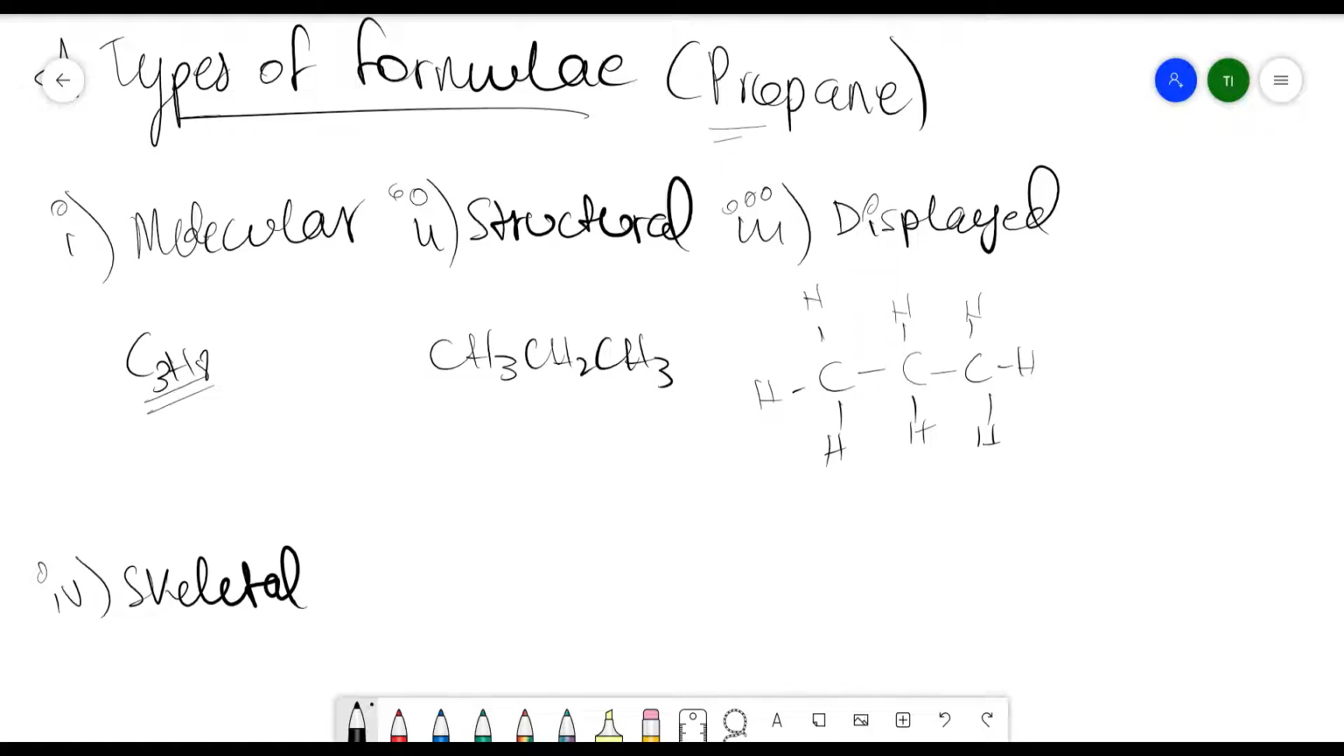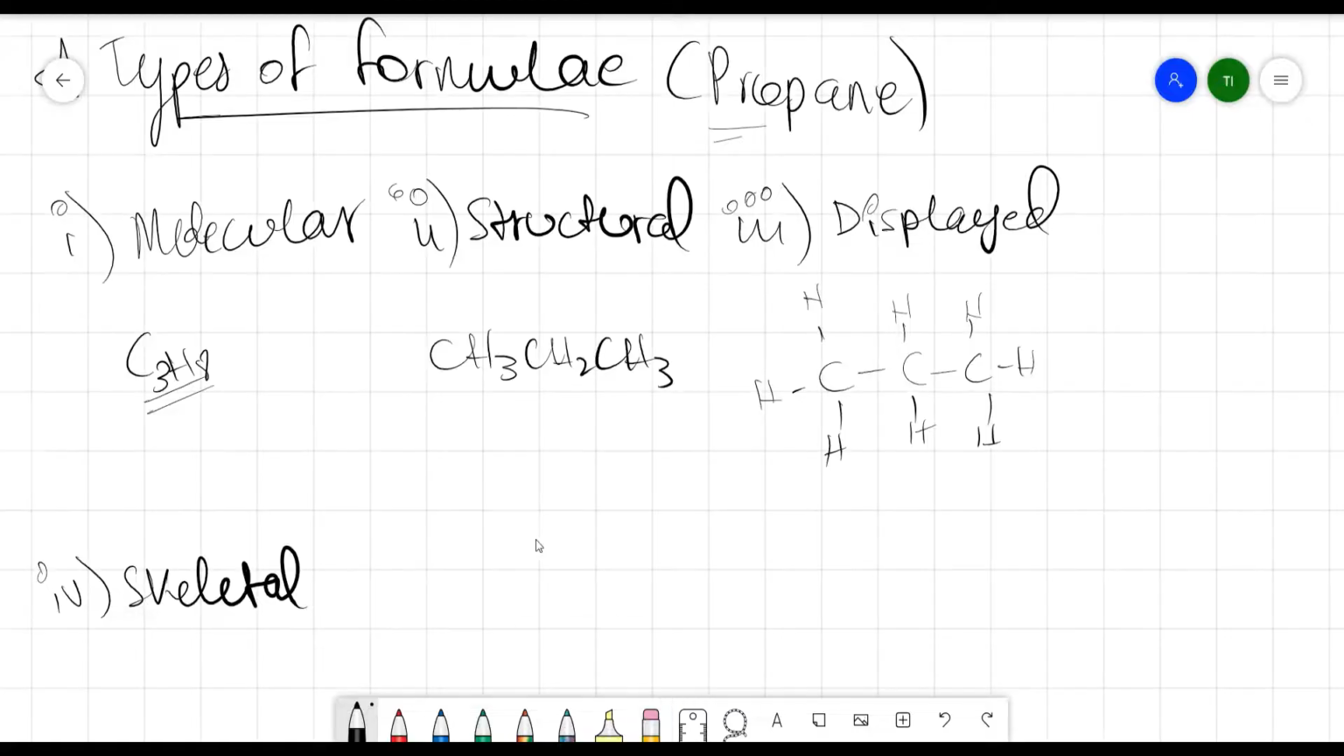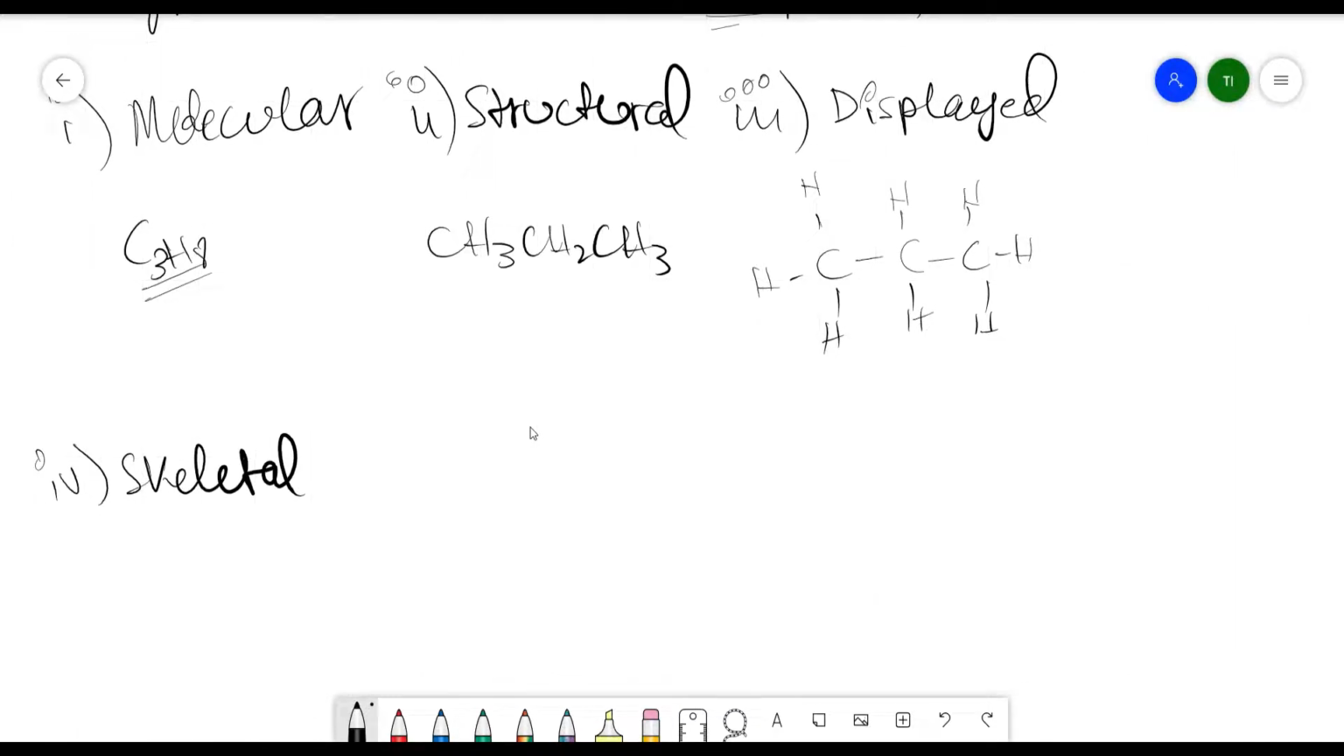And in skeletal, everything is drawn by lines, and we ignore the presence of H, right? And we assume that each point on the skeleton is a carbon atom. So for propane, the skeletal formula would be something like this or like this, depending on you, right? So this is one point, this is the second point, and this is the third point. Each of these points is a carbon, right? And CH3, CH2, CH3. So that is the skeletal formula.